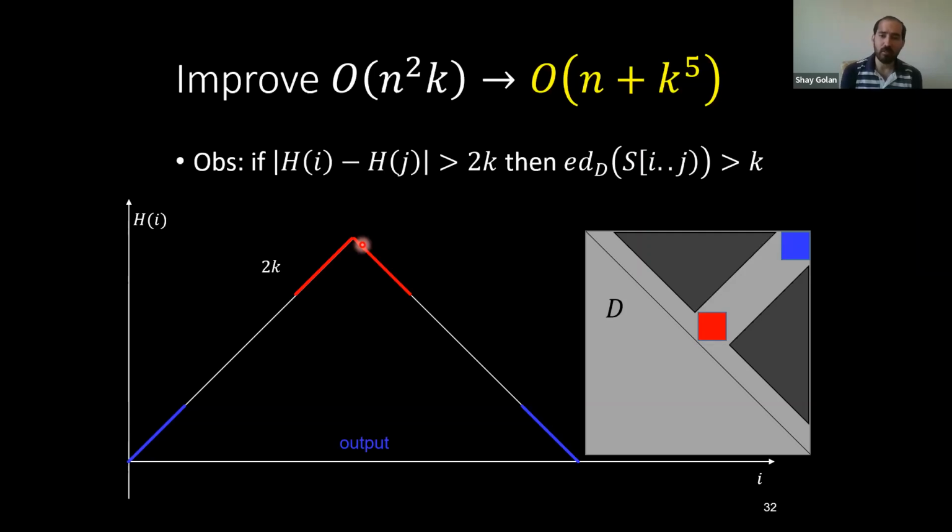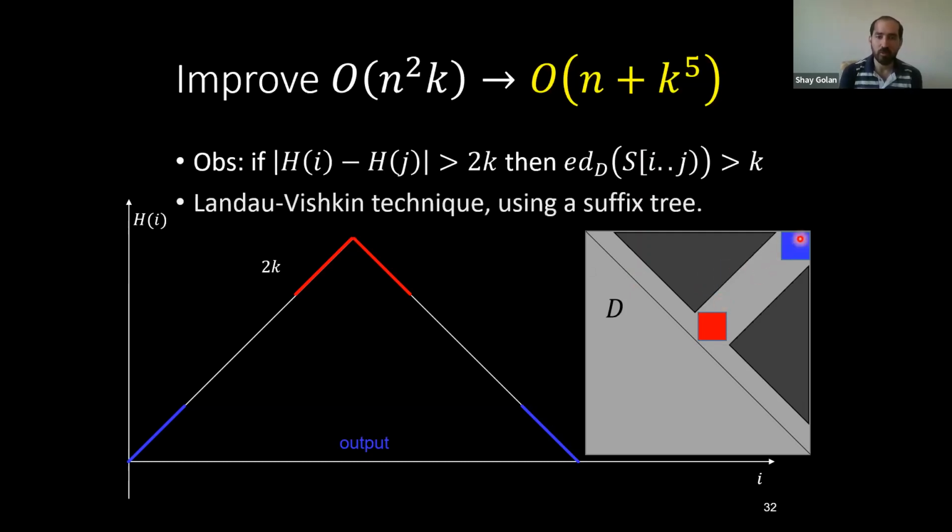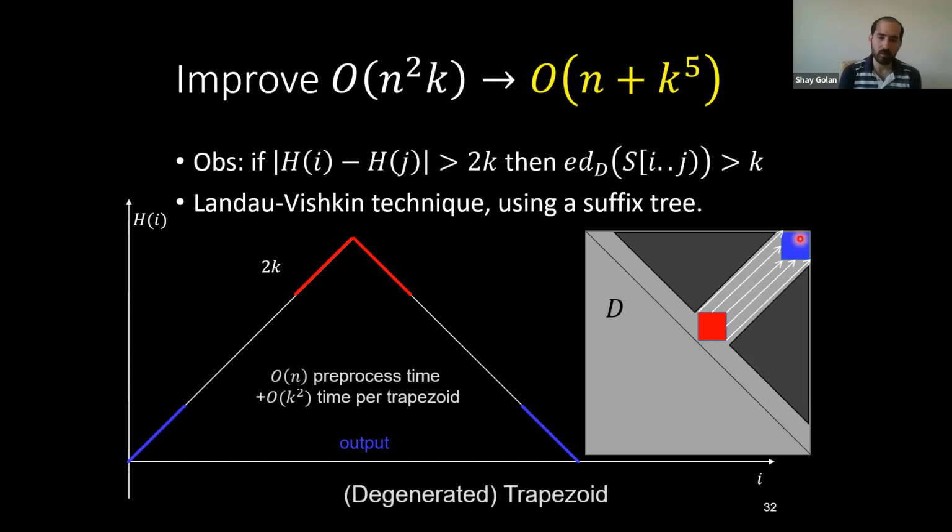And the idea is that instead of computing all the region between the red and the blue square, we use the Landau-Vishkin technique. If you know it, then great. It uses a suffix tree with longest common extension queries. But if not, you can think of it as a black box that enables us to extend the results computed in the red square to the results of the blue square. And the important thing is that after order of n preprocessing time to build this suffix tree, the computation of the blue square takes only order of k squared time.